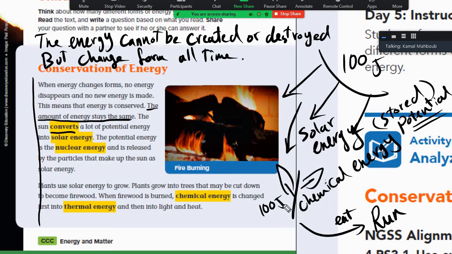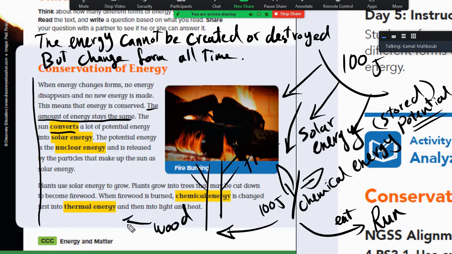We have another use of this plant. In one day, this plant becomes a tree, right? So we can cut this tree and make it wood, and we can burn the wood. When we burn the wood, we have a chemical reaction happen. And this chemical reaction gets thermal energy, and this thermal energy will also give off light and heat.